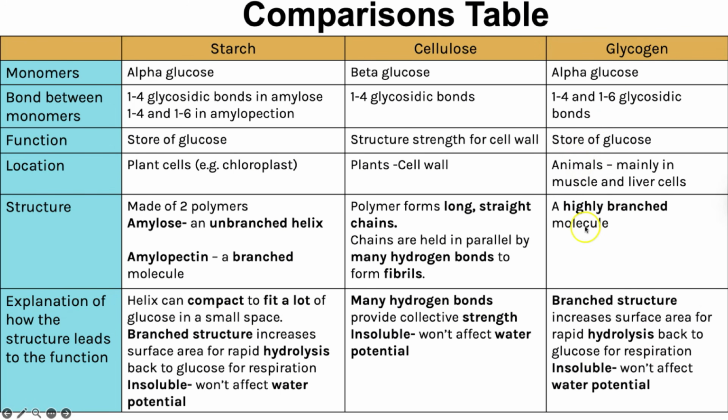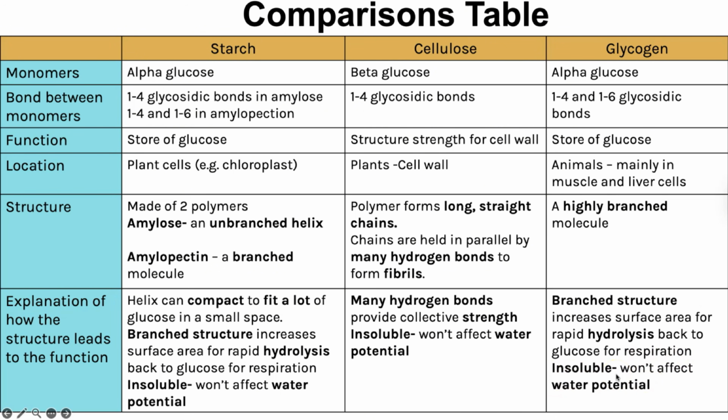So animals need to be able to hydrolyze their glucose store more rapidly for respiration because they might need to run or fight to protect themselves. Plants don't have that, so that's why they don't have as many 1-to-6 glycosidic bonds. But in terms of the structure linking to the function, exactly the same as it was for starch. Branch structure increases the surface area for more rapid hydrolysis back to glucose for respiration.